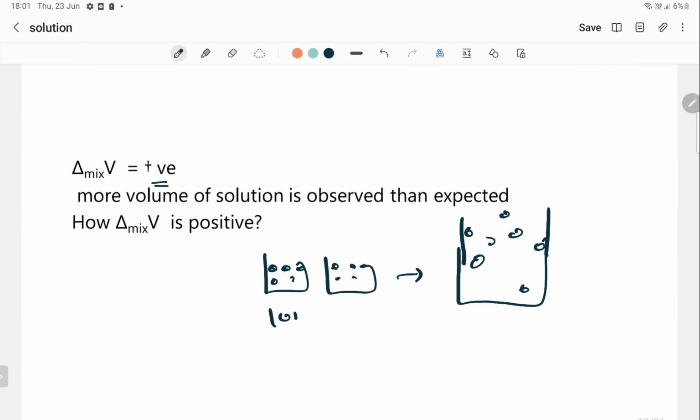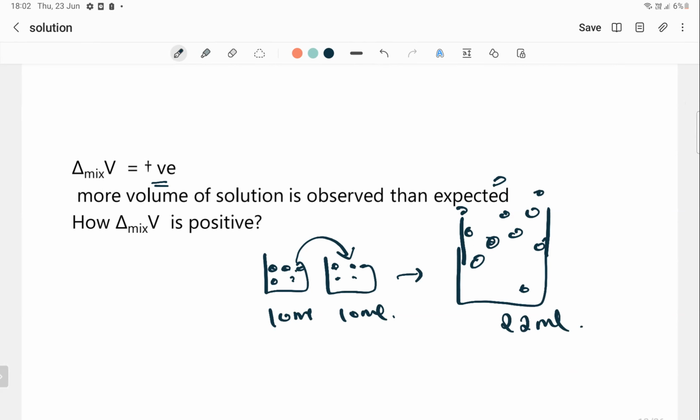See, this is 10 ml, this is 10 ml, correct? If this solute particle does not properly have a force of attraction with the solvent particle, what happens? They will move far away. So here you can obtain 22 ml. Clear? Because of the repulsion, the total amount will increase.